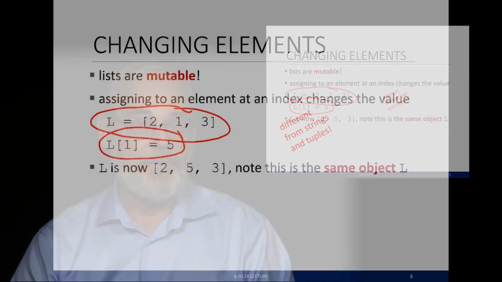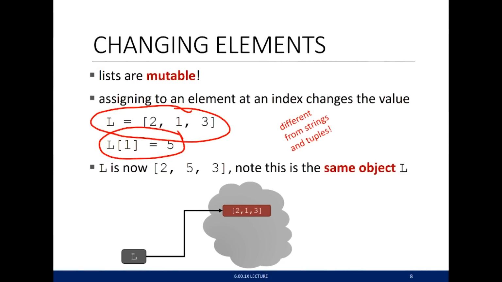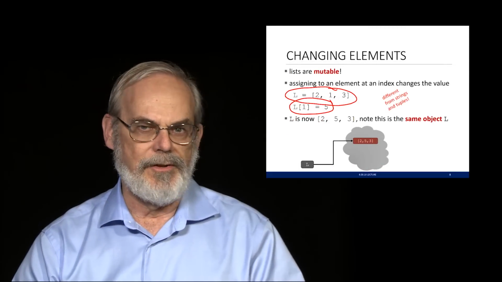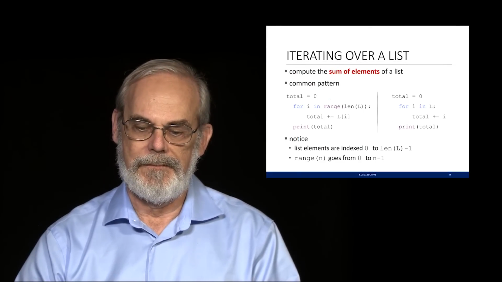So this is different from strings and tuples, an important distinction. One way to think about it is when I first bound L, it pointed to that list structure in memory somewhere. When I evaluate the second expression, it literally changes that middle element. But L is still pointing to the same object. A lot of advantages to this, but some real challenges. And that's what we're going to look at next.